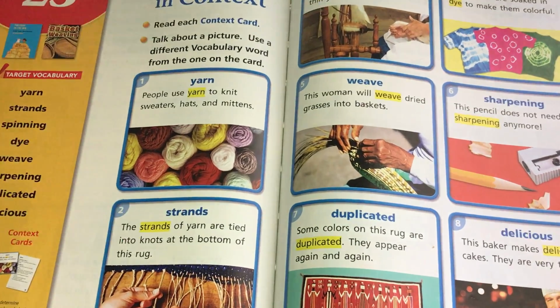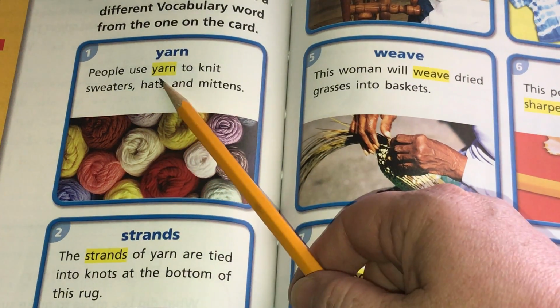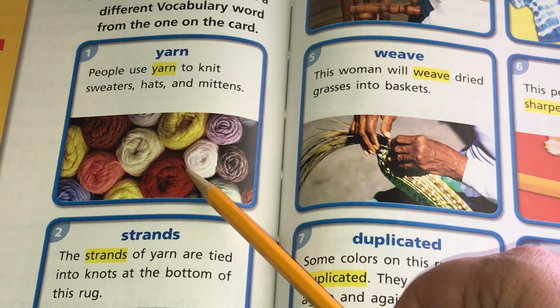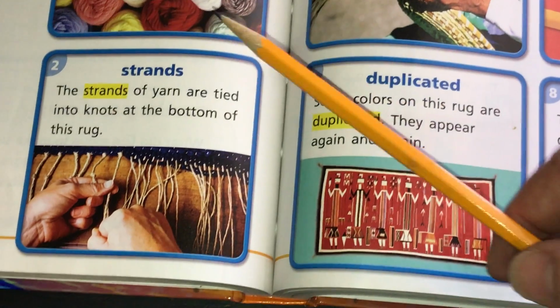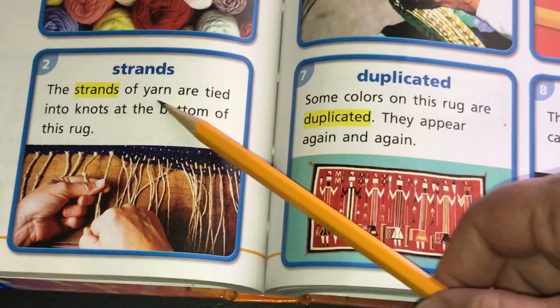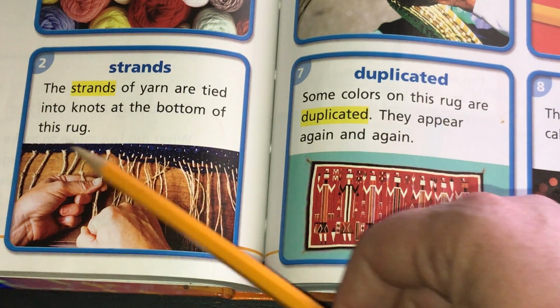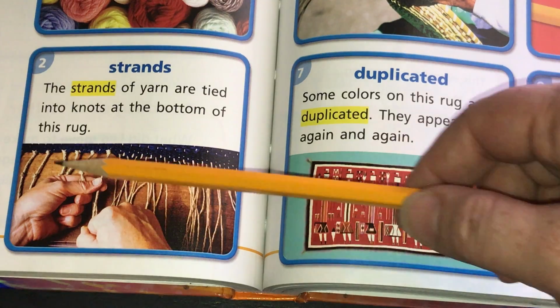The first word is yarn. People use yarn to knit sweaters, hats, and mittens. Yarn. Here's a picture of yarn. The second word is strands. The strands of yarn are tied into knots at the bottom of this rug. You can see each small string is one strand.